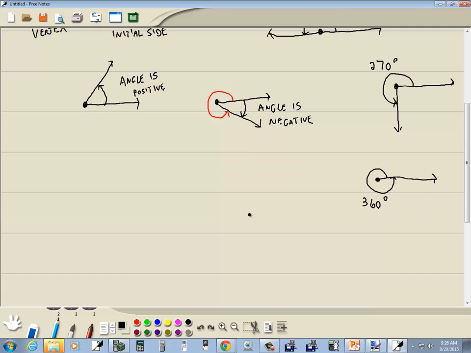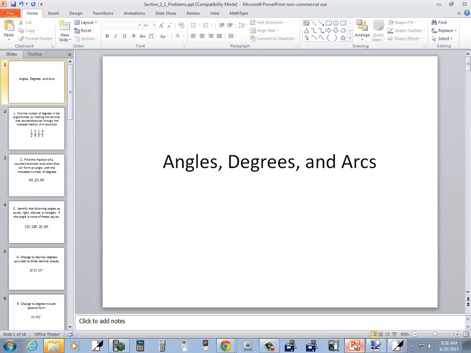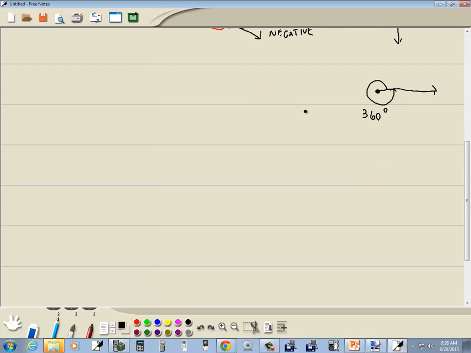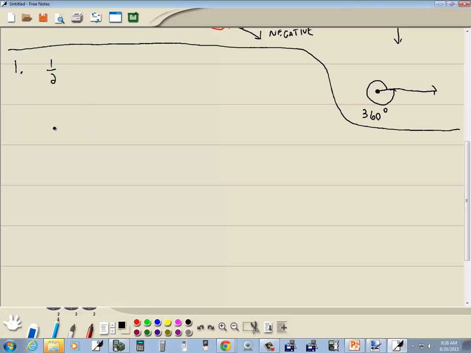Okay. Now we've talked about those a little bit. There's a breakdown that you can come up with that is demonstrated by this first problem. So let's take a look at this. Find the number of degrees in an angle formed by rotating the terminal side counterclockwise through the indicated fraction of a revolution. Okay, so let's take a look at our first problem, in the first part, which is 1/2. We've talked about this already.